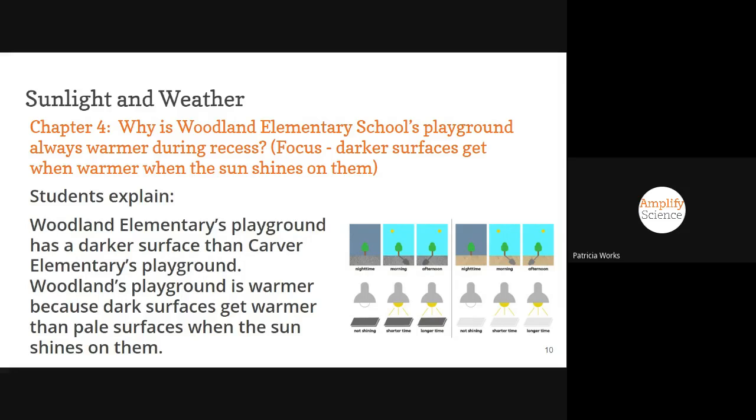By the end of Chapter 4, students explain that Woodland Elementary's playground has a darker surface than Carver Elementary's playground. Woodland's playground is warmer because dark surfaces get warmer than pale surfaces when the sun shines on them.